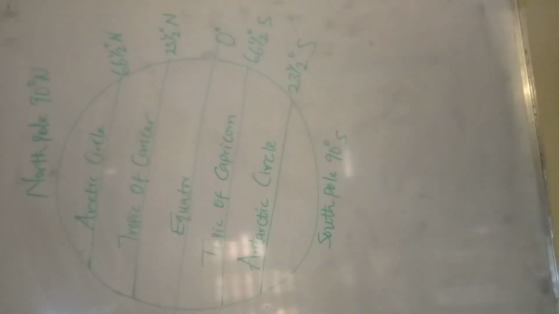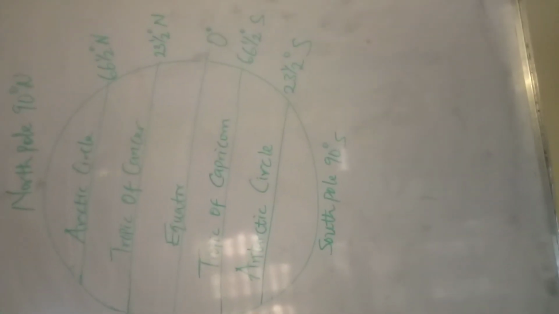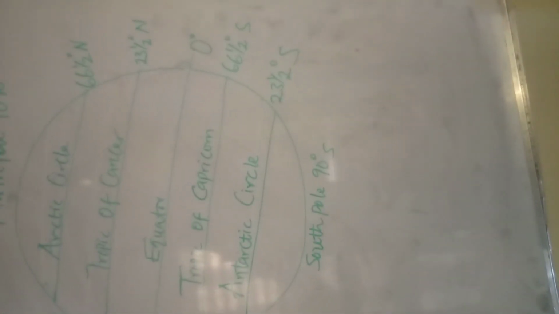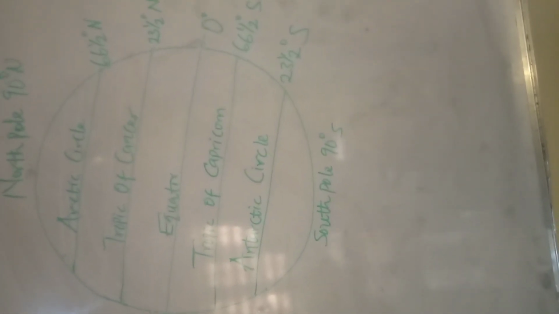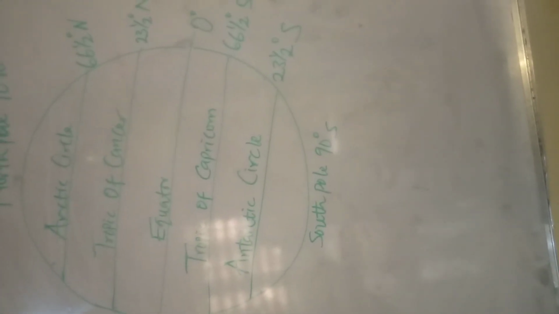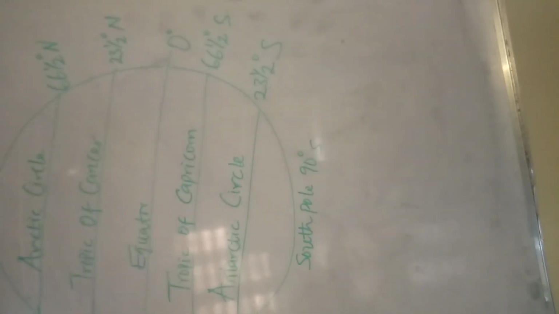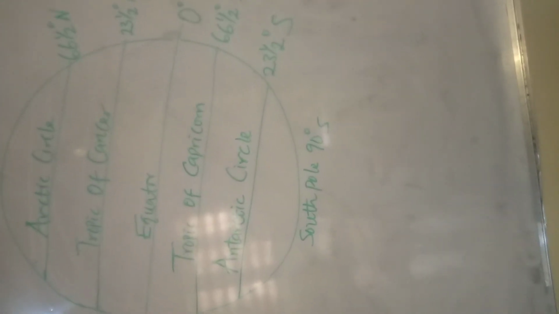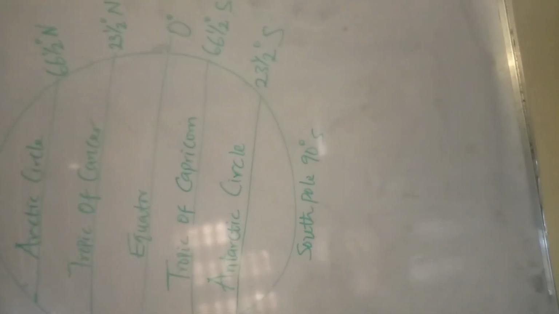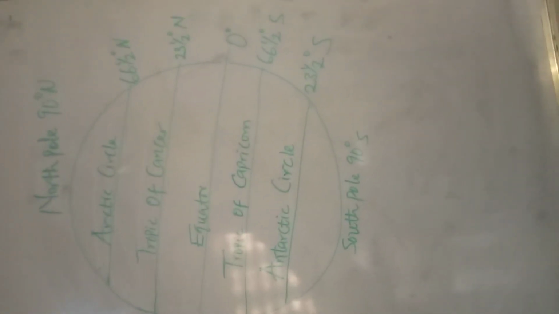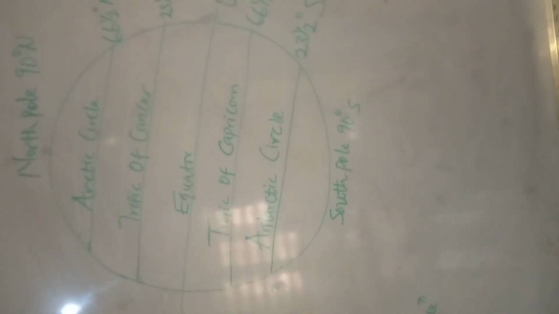The equator, can you see? The equator is 0 degrees, which has neither north nor south. While the Tropic of Capricorn is 66.5 degrees south. Can you see it? That's the Tropic of Capricorn. Antarctic Circle is 23.5 degrees south. So these are lines of latitude that we use in latitude.